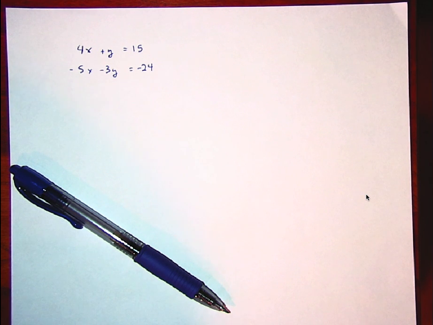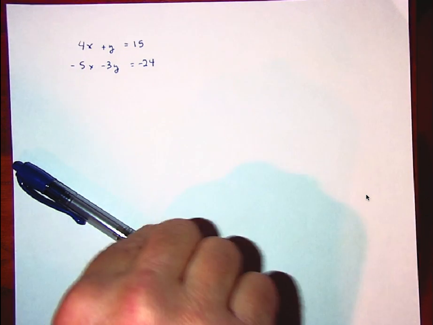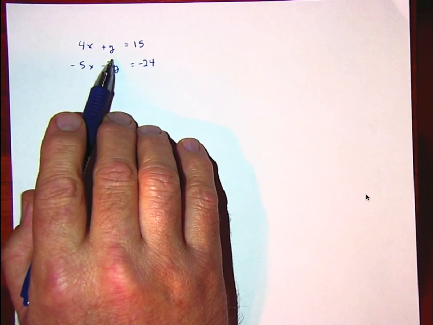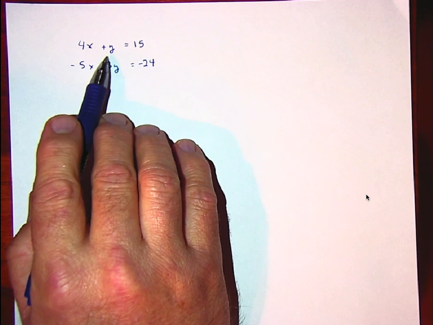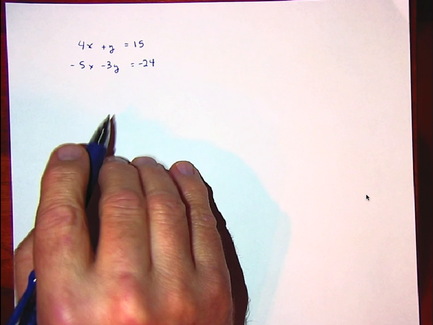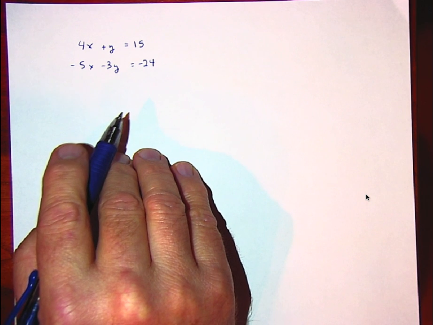Hi class, today we're talking about linear systems and solving them by use of substitution. A linear system is two equations with two unknowns. These two equations, if you were to graph them, would be lines. As you see, you could graph them on an xy axis, and this would be a line, this would be a line. When you solve linear systems, you're looking for the point of intersection.